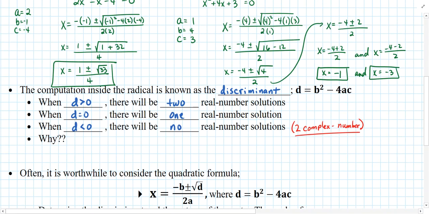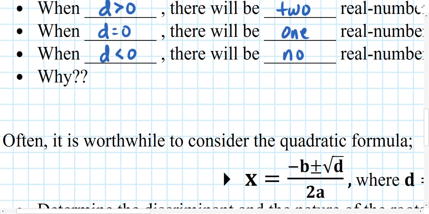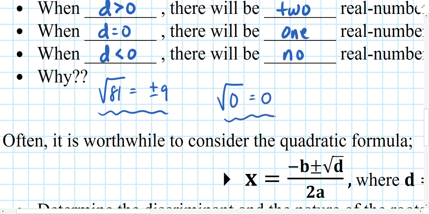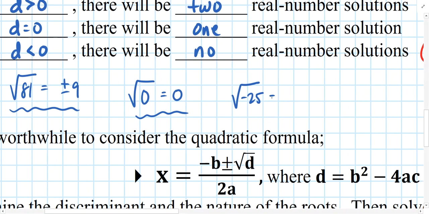But why are these statements true? Well, if you think about it, one must find the square root of the discriminant inside the quadratic formula. And the square root of a positive number has two real number solutions. The square root of 0 has just one solution, whereas the square root of a negative number has no real solutions, but two imaginary number solutions.